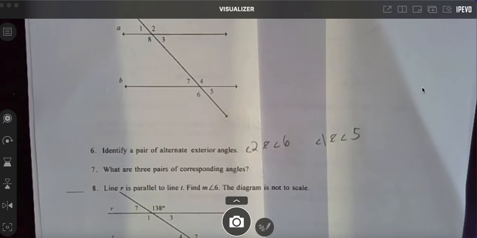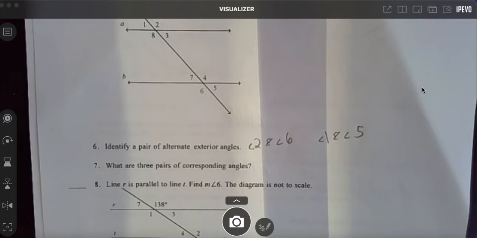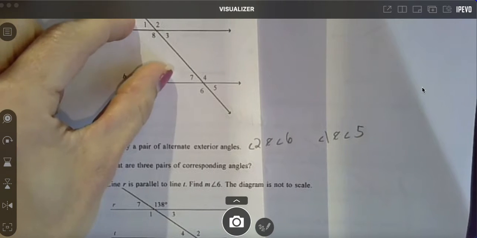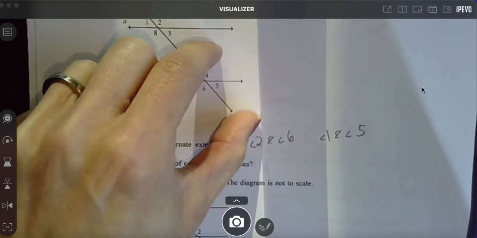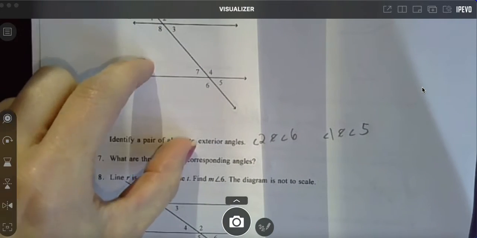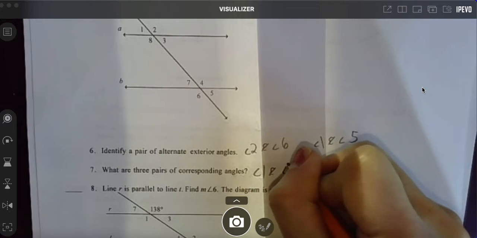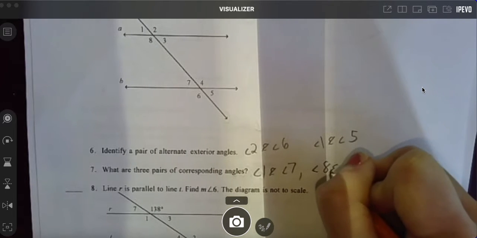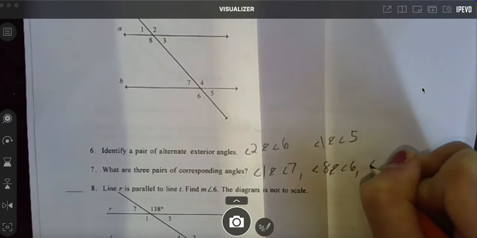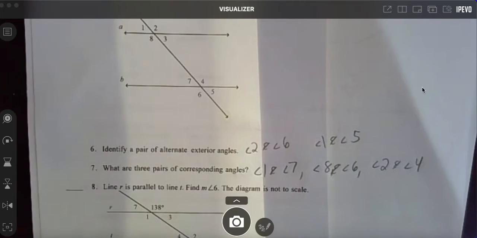Okay, now on the next one, they want 3 answers. Corresponding angles. This one's the one that kind of skips. That's what I think. So 1 goes with 7. 8 and 6. 2 and 4. 3 and 5. See how they're kind of skipping a space? So I'll just write angle 1 goes with 7. Angle 8 goes with angle 6. Angle 2 and angle 4. Okay, or you also could have put 3 and 5.